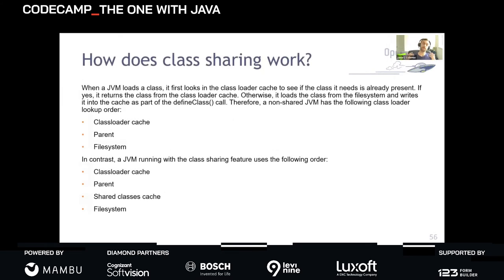You can have as many of them as you want on a JVM. You just provide them with different names. So when you start it up, you give it a specific name and it will use the class cache that has already been created. If it hasn't got one created, it will create one for you.